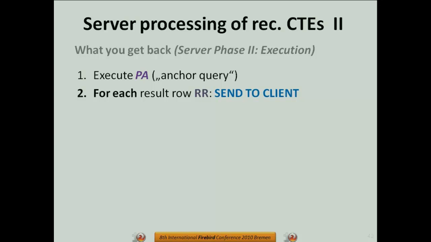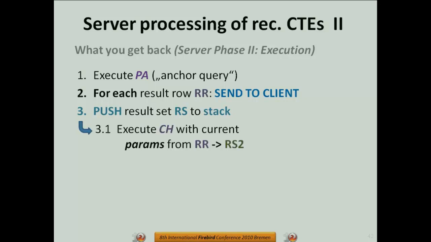Then for every result row that we get, which is only one in the first part, because we only have the root node, it gets sent back. Then this result set is pushed to the stack internally in the Firebird engine. And now we enter the child part.